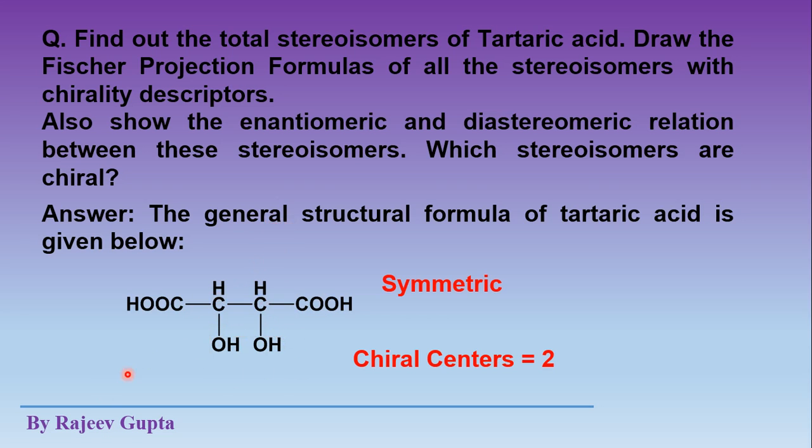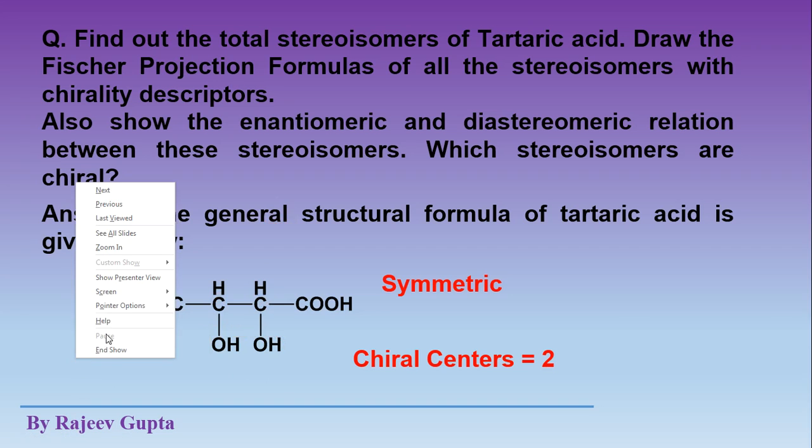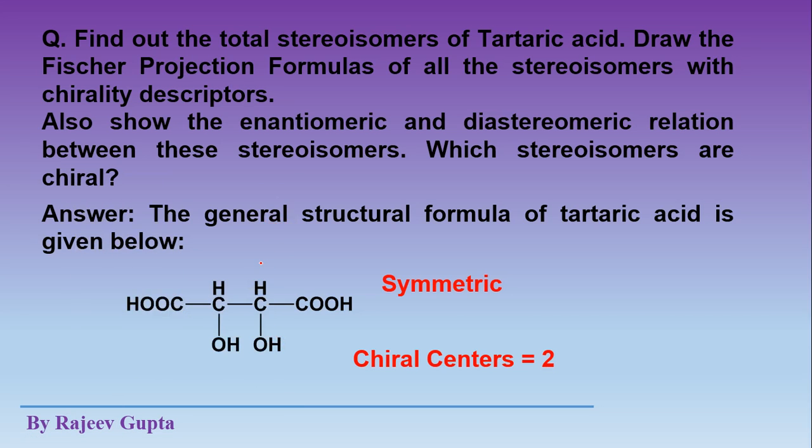Okay, then see here, a plane of symmetry will pass through this side. This plane of symmetry we can observe in this structure. This half part is just the mirror image of this half part. So this molecule may contain, or will contain, a symmetric stereoisomer also.